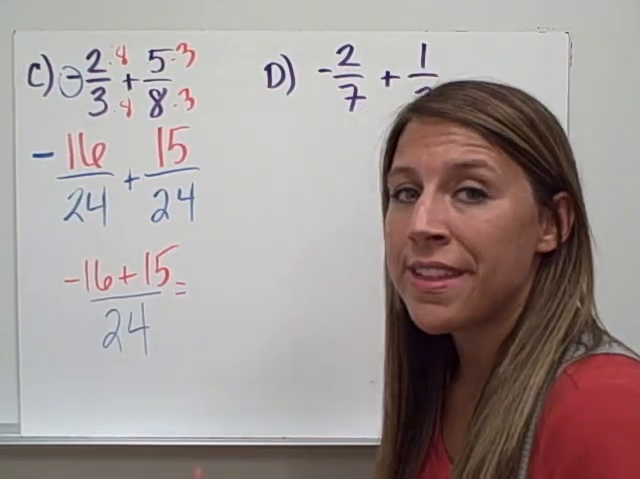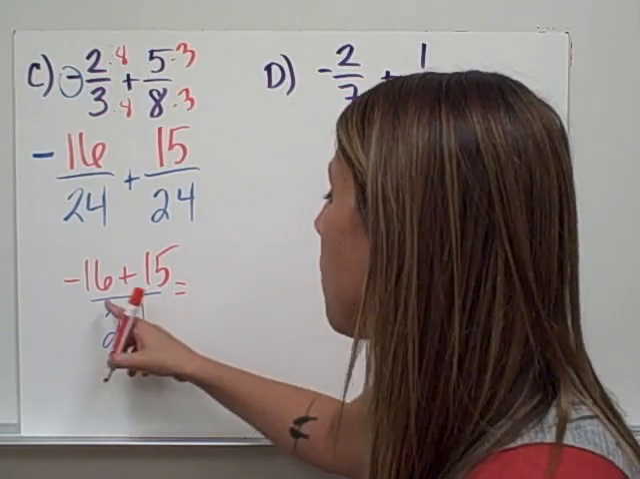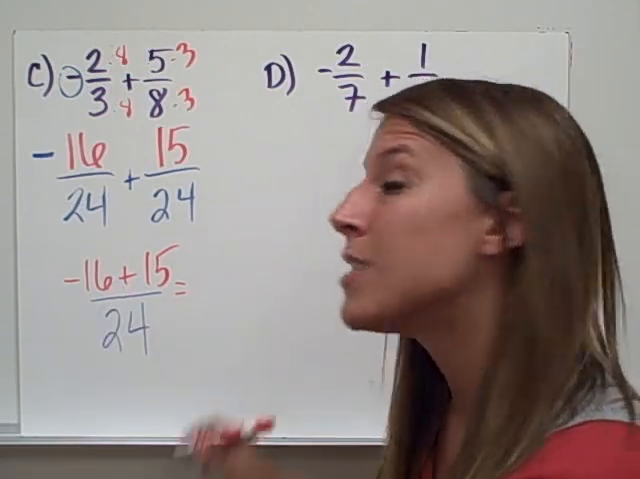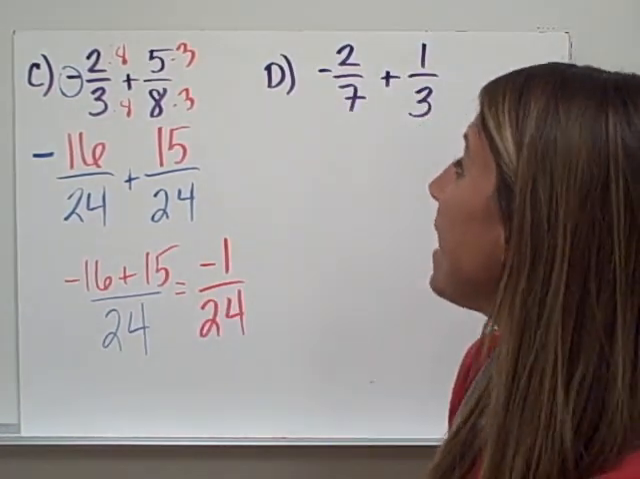Signs are different. Find the difference. Take the sign of the larger number in absolute value. So that's going to be the difference between 16 and 15, which is 1. It's going to be negative 1/24 is the answer.